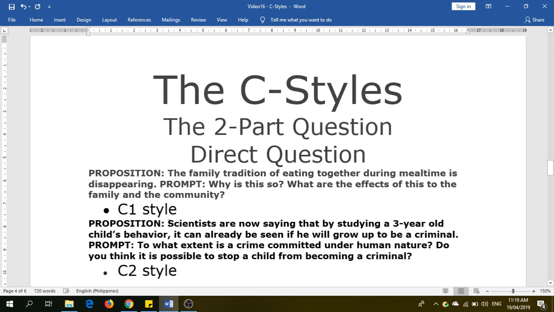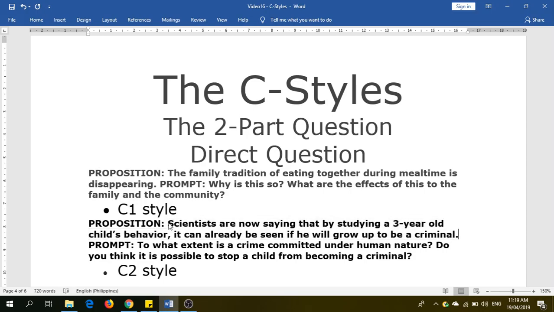And the particular question that the student was thrown was this one: scientists are now saying that by studying a 3-year-old child's behavior, it can already be seen if he will grow up to be a criminal. To what extent is a crime committed under human nature, and do you think it's possible to stop a child from becoming a criminal? So if you notice, the proposition itself, we call this a premise, like the scientists are now saying that by studying a 3-year-old child's behavior, it can already be seen that if he will grow up to be a criminal. So there really is no other side of the issue, so it's very one-sided.